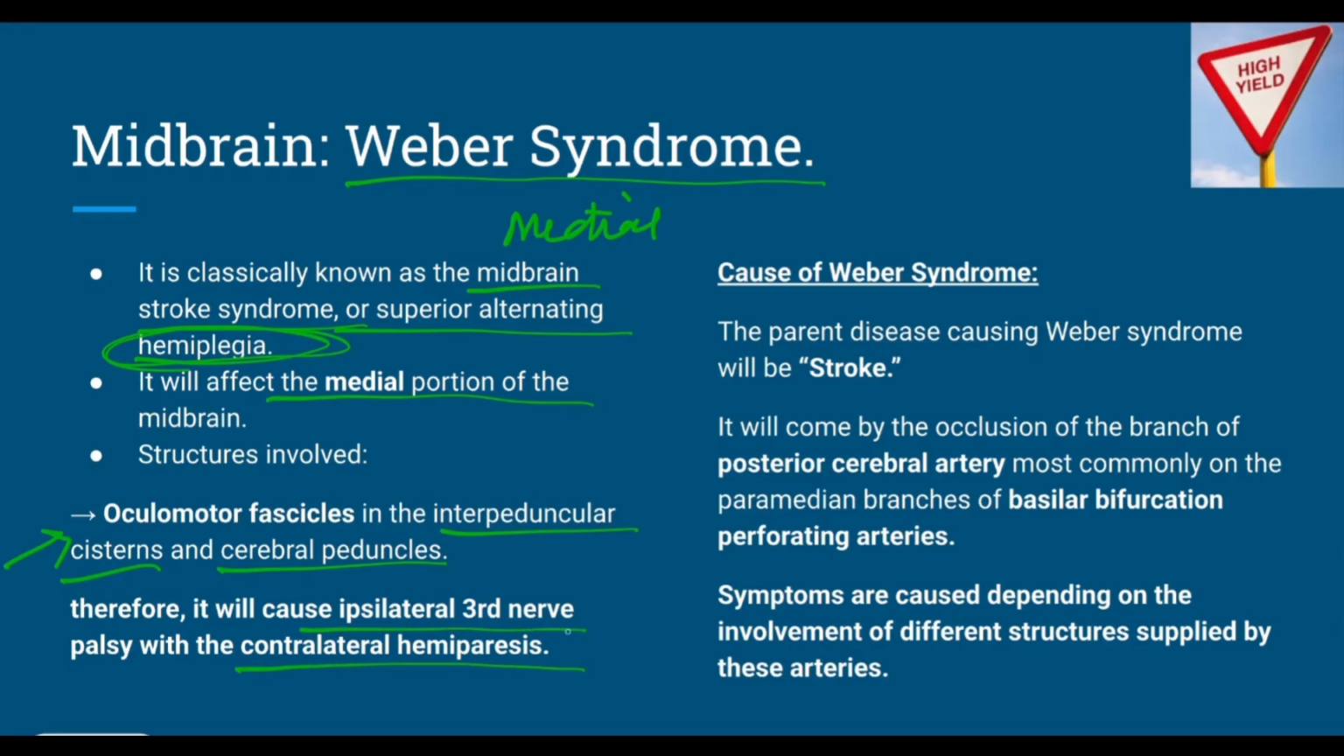Why does this happen? The culprit is a stroke, typically from occlusion of the paramedian branches of the basilar bifurcation or posterior cerebral artery. These perforating arteries supply critical midbrain regions, and when they are blocked, the symptoms depend on what's damaged. This is a Step 1 favorite. Know the anatomy and the clinical picture.